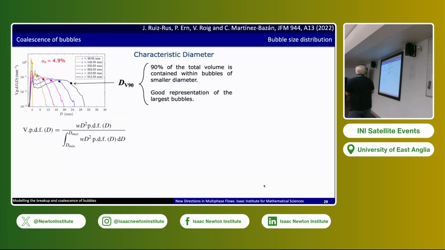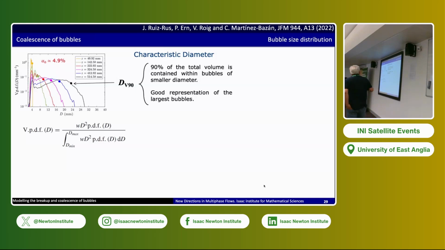So now I can show some of the results that we have there. Just analyzing the data, we realized that instead of working with the population of bubbles, with the distribution of bubbles, we try to get a characteristic diameter. And the characteristic diameter here that we obtain is dV90. dV90 is the diameter of the bubbles such that the volume of these bubbles is 90% of the volume of the total number of bubbles in the distribution.